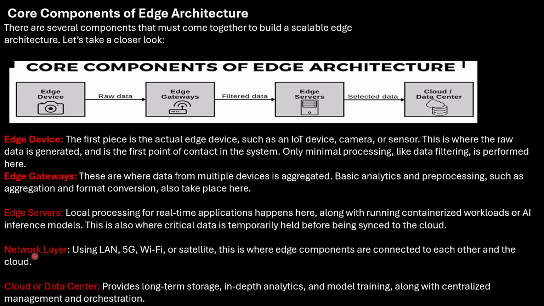Network layer. Using LAN, 5G, Wi-Fi or satellite, this is where edge components are connected to each other and to the cloud. The cloud or data center provides long-term storage, in-depth analytics, and model training, along with management and orchestration.